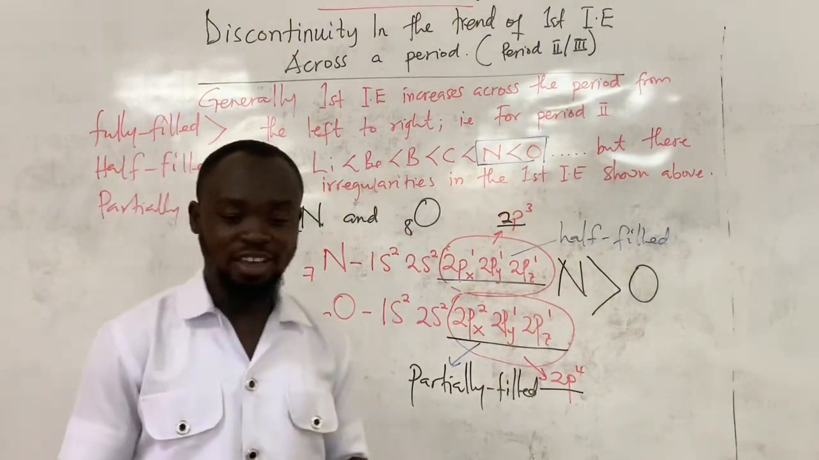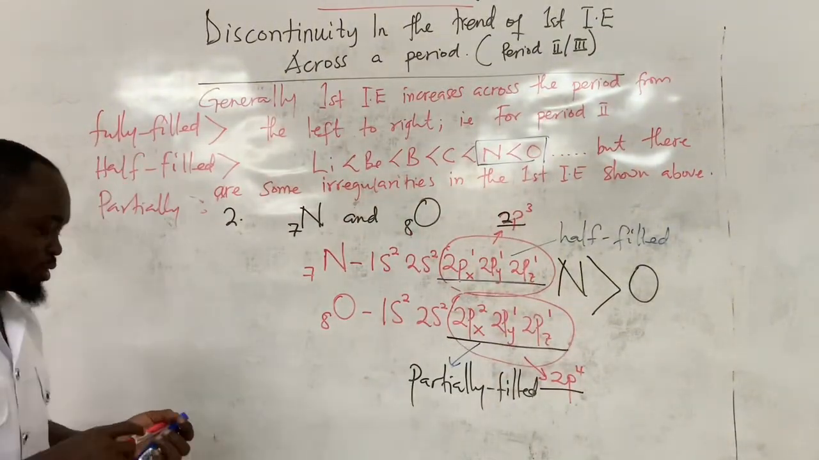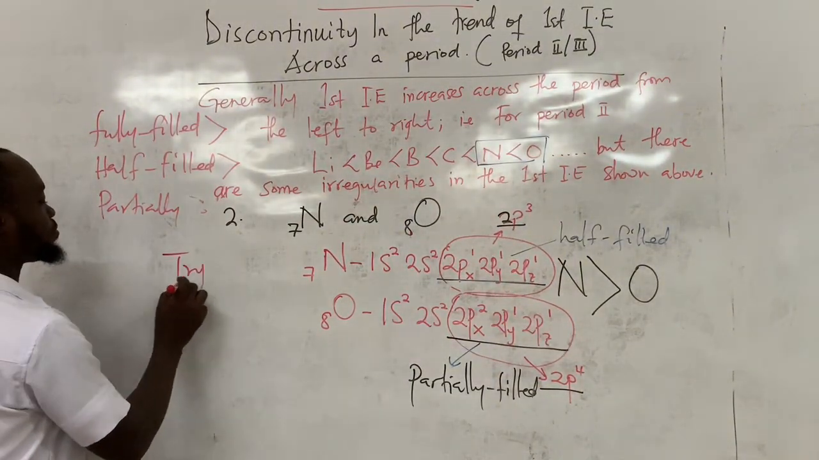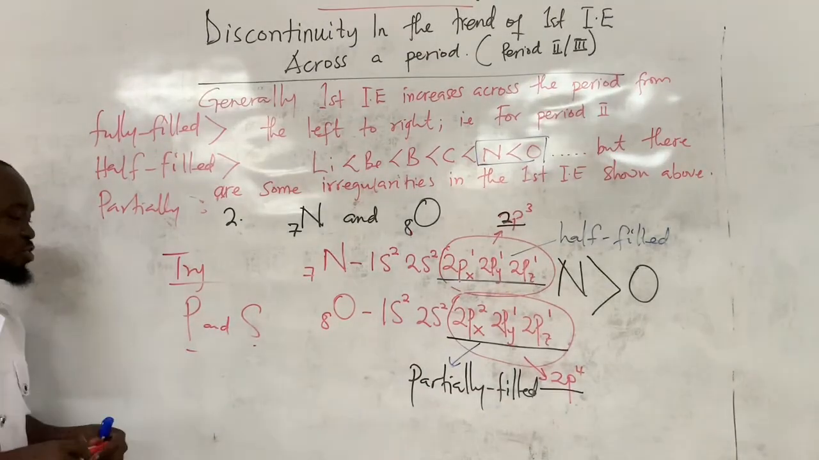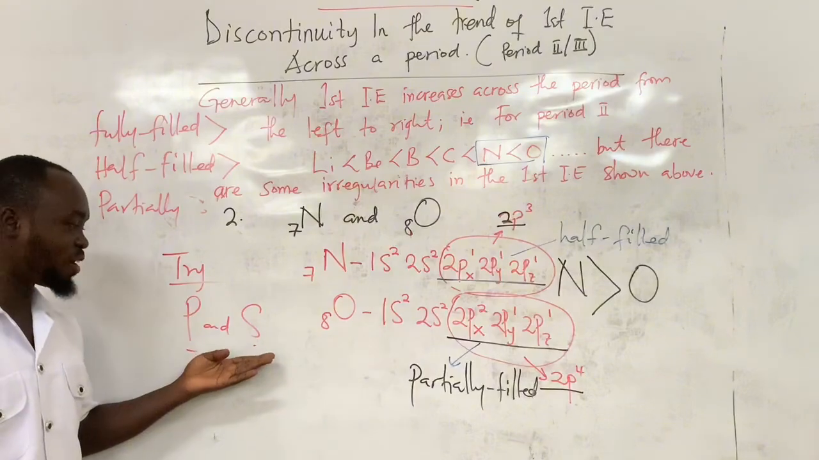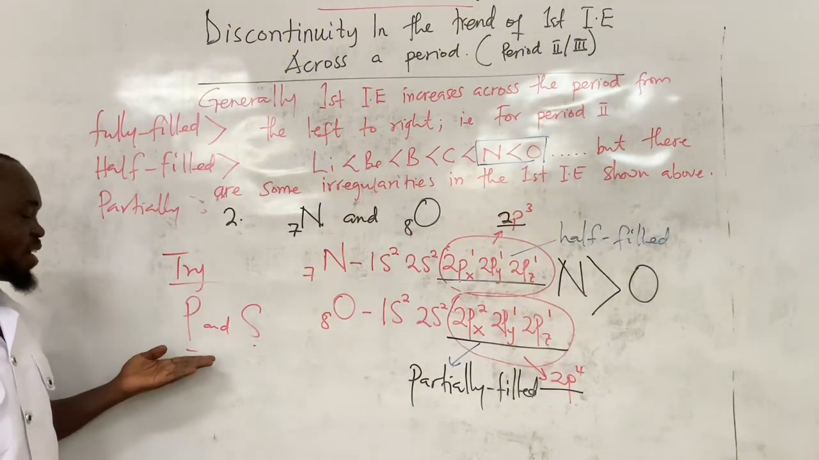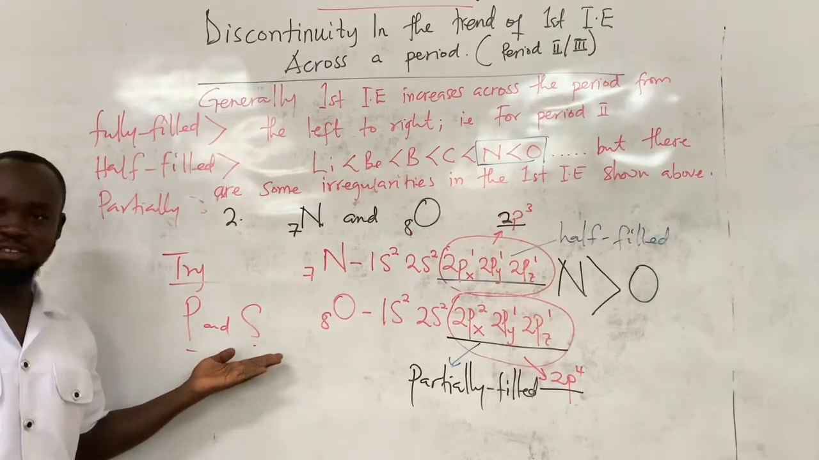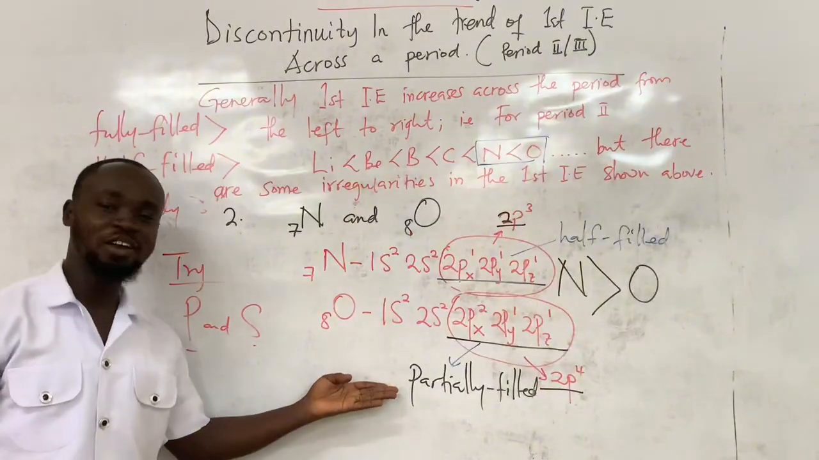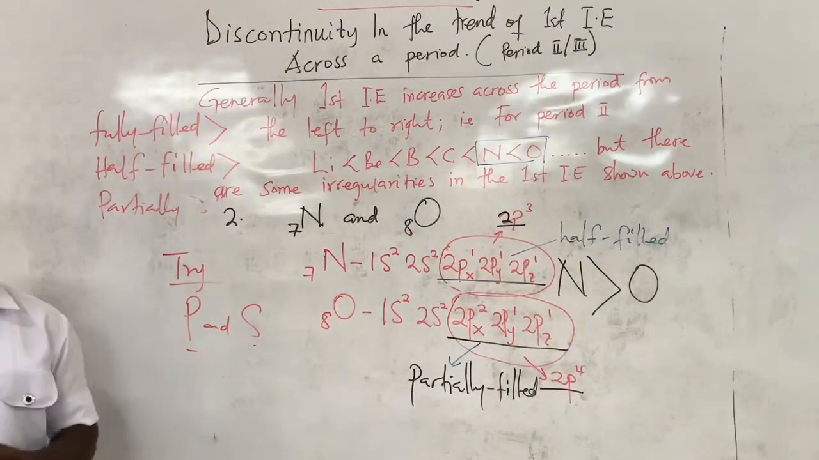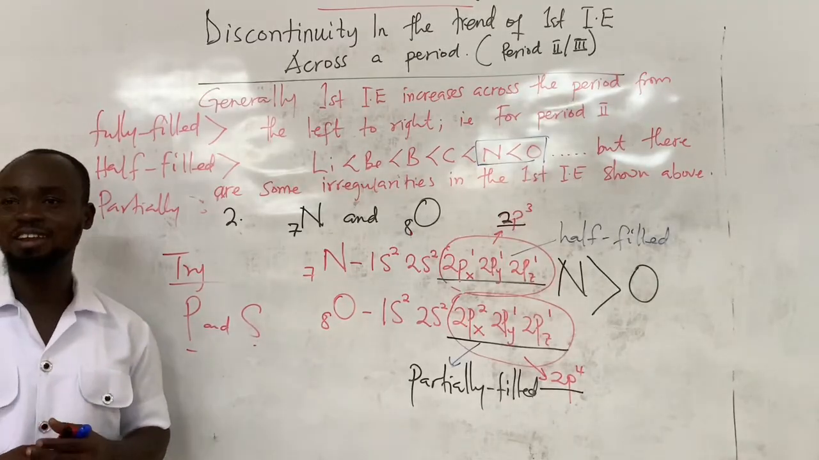Based on the same idea, you should also try phosphorus and sulfur. So your try work should be phosphorus and sulfur. You can write the electron arrangement for phosphorus and then for sulfur, and then you first of all look at the general trend in first ionization energy across the three elements. Then figure out phosphorus and then sulfur using half filled and then partially filled. You know the one that is having a higher first ionization energy than the other.